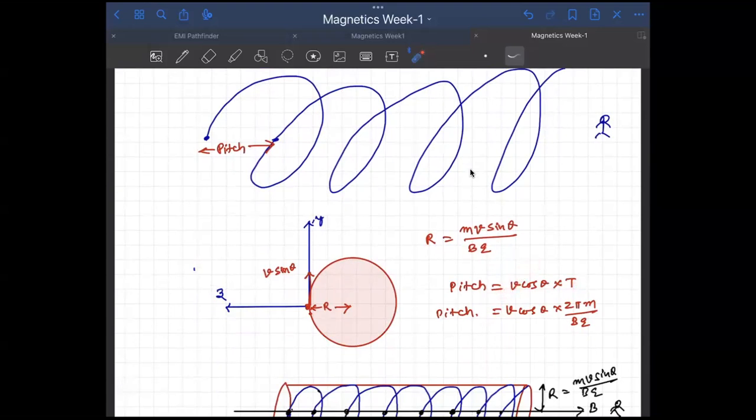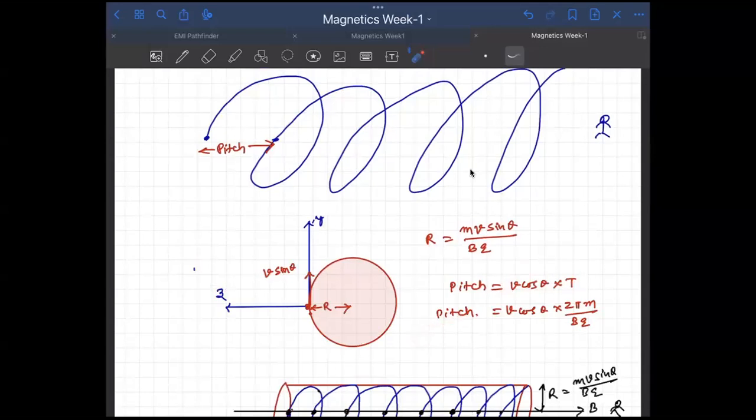So therefore, the pitch is given as V cos theta into one time period of rotation. Still the time period is 2 pi m by bq. See, in the original formula also, omega or T is independent of V, it is 2 pi m by bq. Now, where is V in that? There is no V term. Therefore, pitch is given as like this.